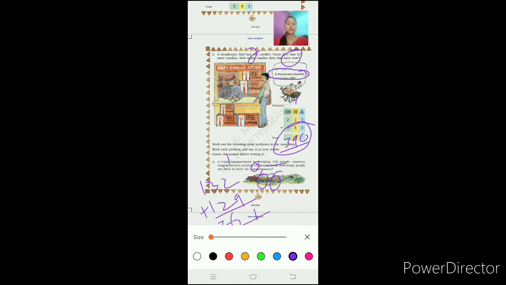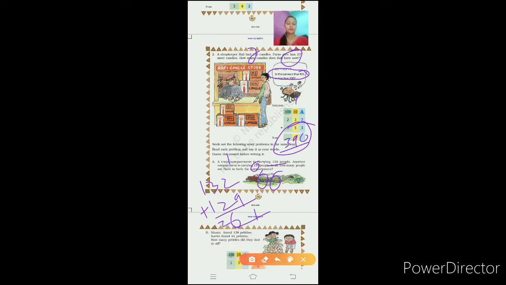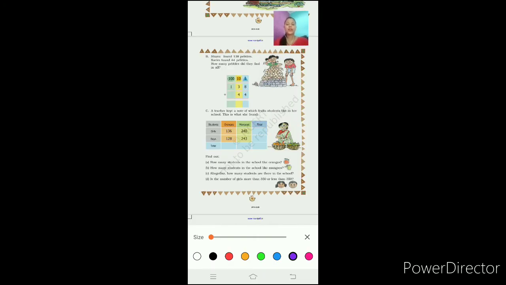So 261. Manu found 138 pebbles, Kareem found 44 pebbles. How many pebbles did they find in all? So again it's addition. Okay, Manu found 138, Kareem found 44, so add the number of pebbles and you will get the answer. Okay, it's for you.